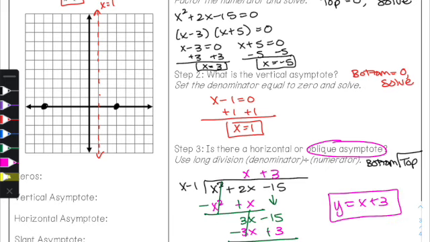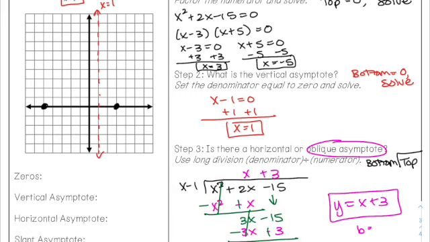So let's go ahead and graph that. I'm going to begin with b. B is 3, so that's my y-intercept. I'm going to move with m. My slope is 1, so I'm going to go up 1 to the right 1. You can also go down 1 and to the left 1. And so this is my slant asymptote.